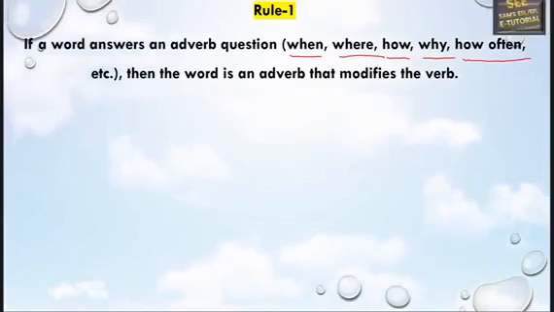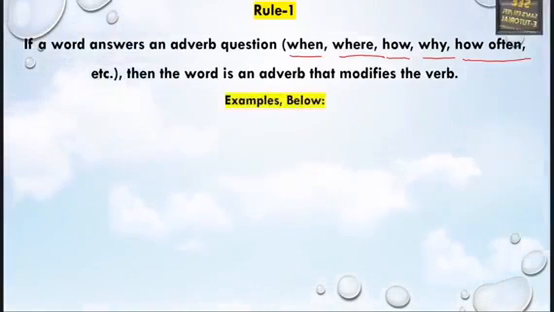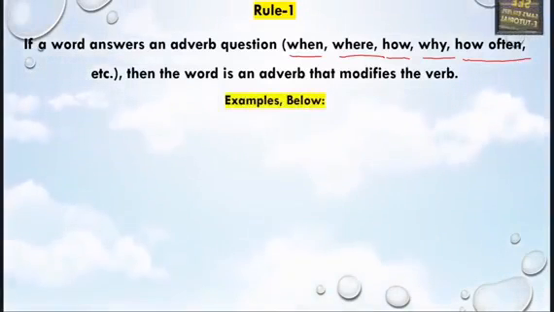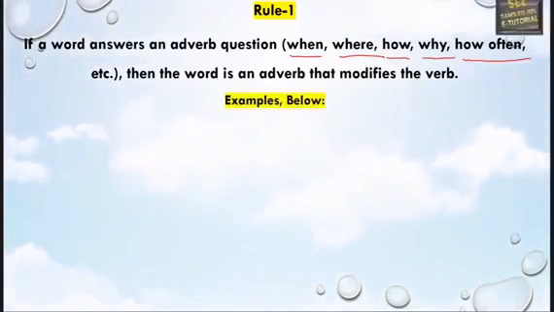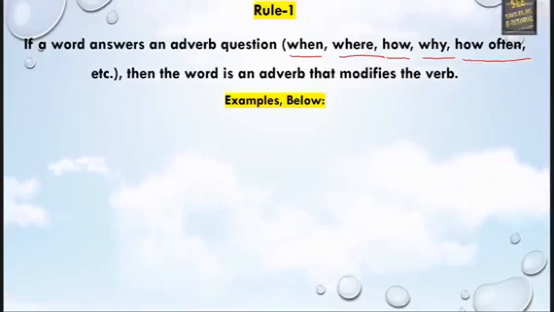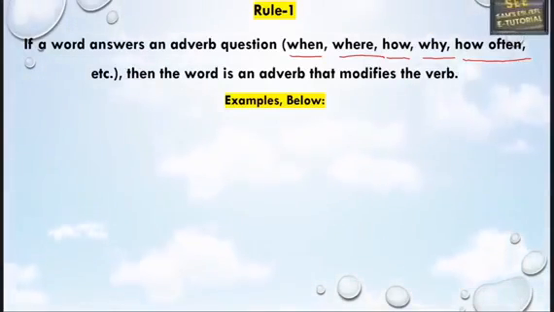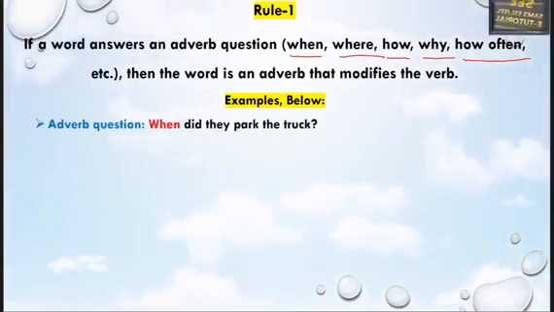Now, let's take a look at this. Understand that when adverbs pose these kinds of questions, they modify verbs. Though they can also modify other parts of speech, they mostly modify verbs when they pose this kind of question. So examples are seen here on the screen.